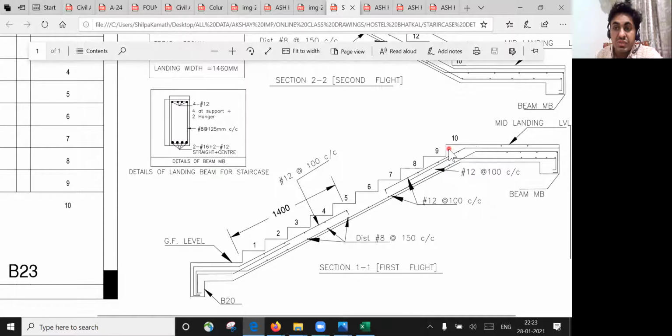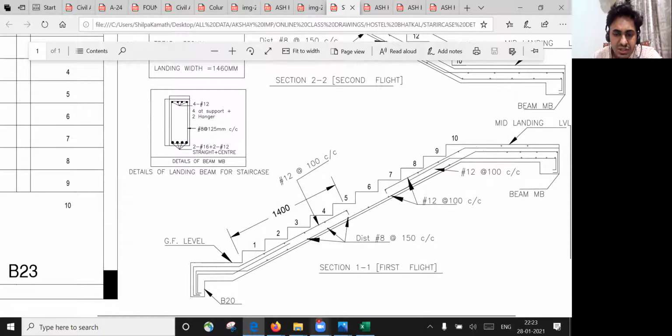Coming to the tread, keep it in mind that the number of treads will always be one less than the risers. We have 10 risers, so the treads will be one less, that is 10 minus 1 comes out to be 9. Let's count that as well: 1, 2, 3, 4, 5, 6, 7, 8, 9. That's it. The last one goes into the landing, so you don't have to count it. Only 9 is what we have here.